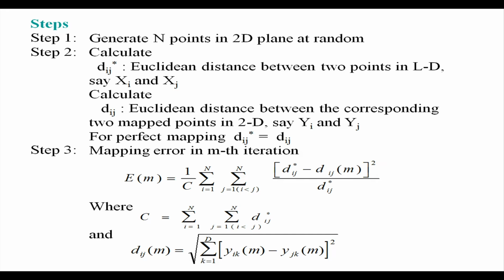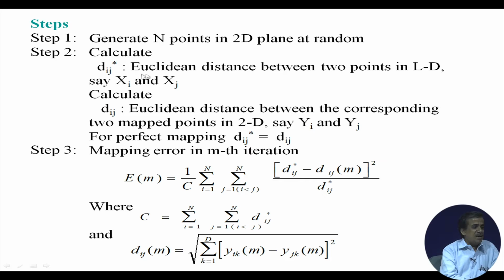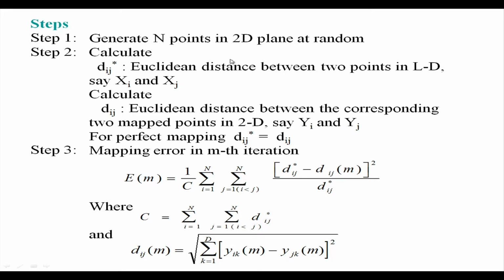Now, step 2, calculate Dij star, that is the Euclidean distance between 2 points in LD, say xi and xj. Supposing that in LD, L dimension, I have got 2 points i and j. So, I can find out the Euclidean distance in higher dimension, and that particular Euclidean distance is nothing but Dij star, and that particular numerical value is known to us.